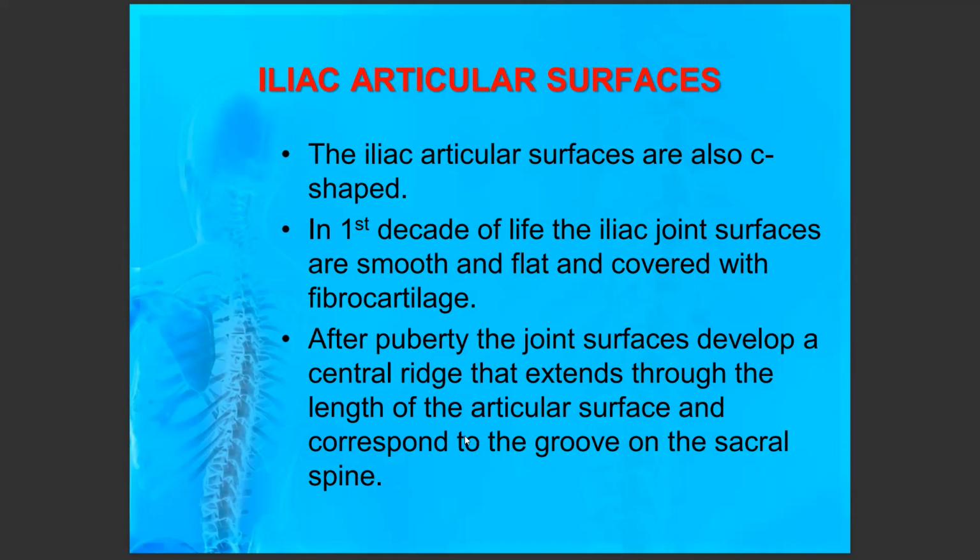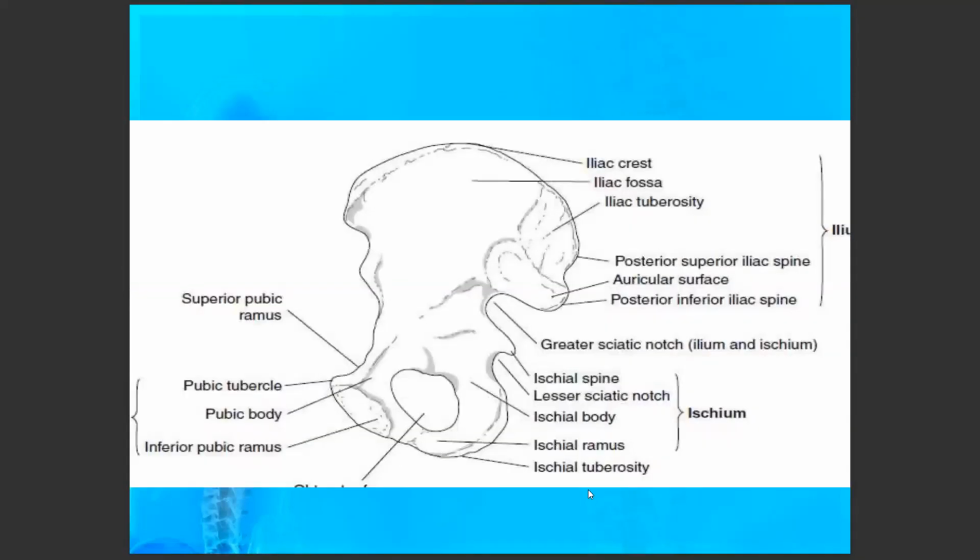So the point to remember is that in adulthood, the change in the iliac articular surface is from a smooth and flat surface to the development of a central ridge, and in the sacral surface, the change is from a smooth and flat surface to a groove and depression. So this is the iliac bone.